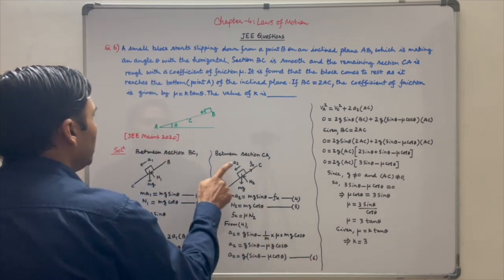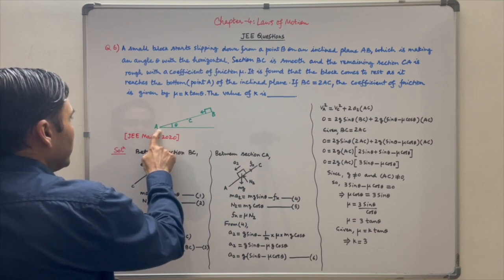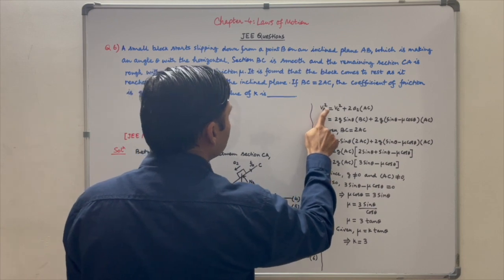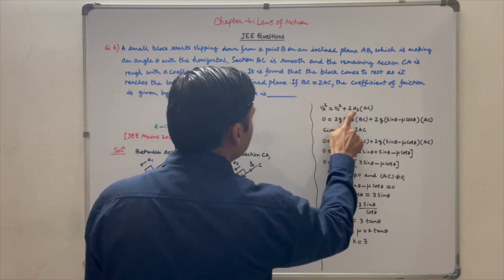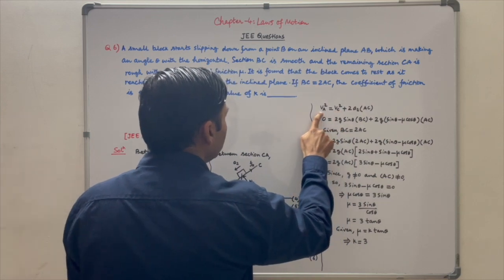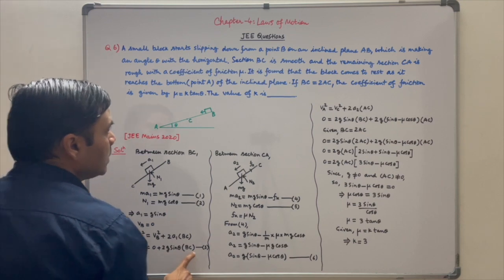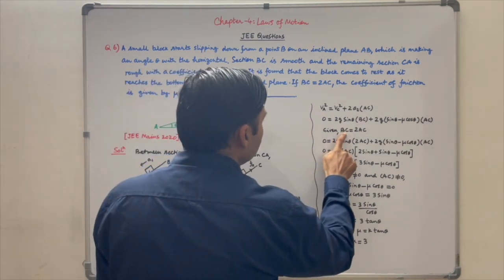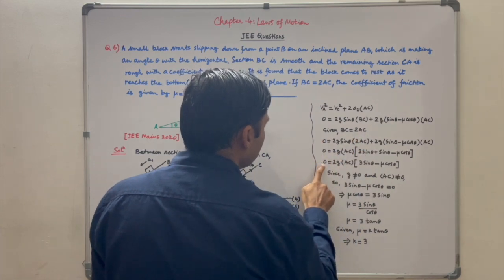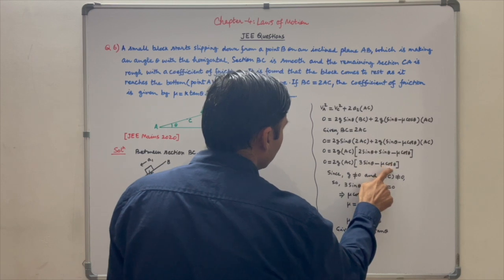Next, we will calculate velocity of the block at point A, which is given as 0. Applying third equation of motion in a straight line, VA square is equal to VC square plus 2 into a2 into AC. VA is equal to 0, that is given. VC square is equal to 2g sin theta into BC. It is given that BC is equal to 2AC. So putting these values, we get 0 is equal to 2g AC into 3 sin theta minus mu cos theta.